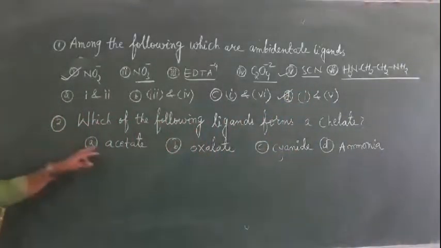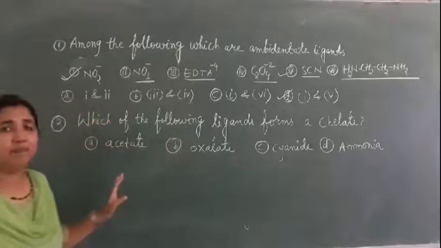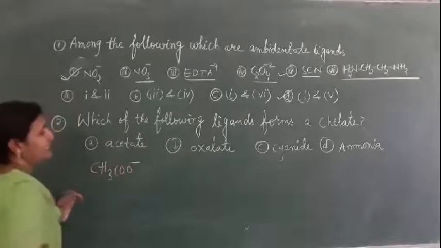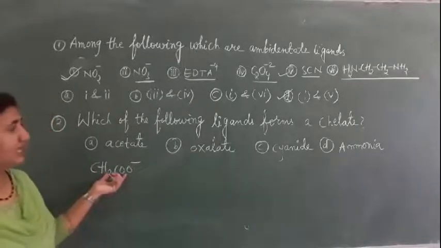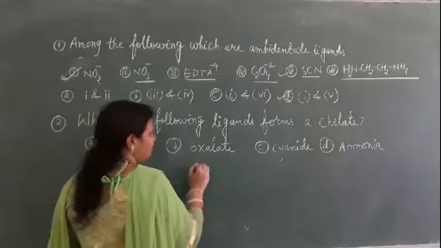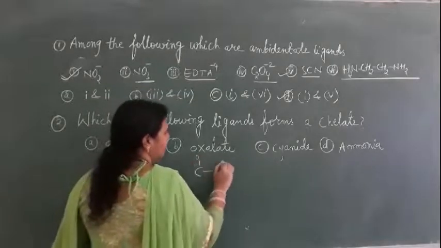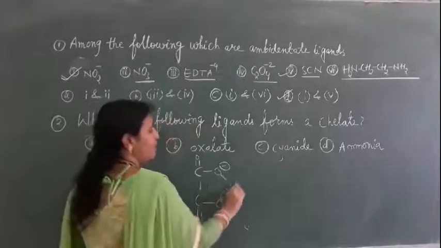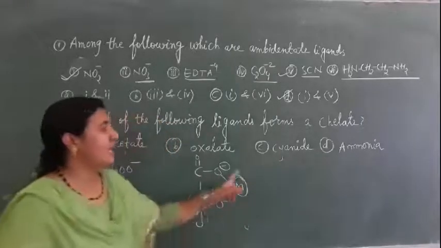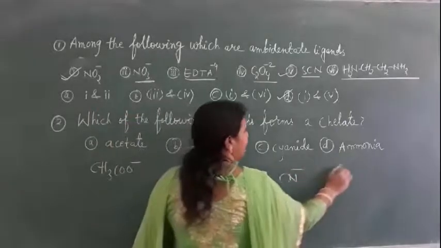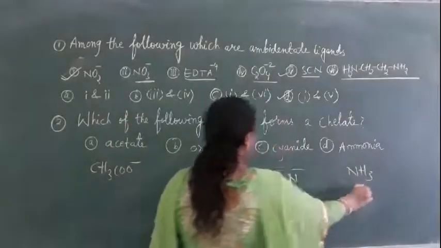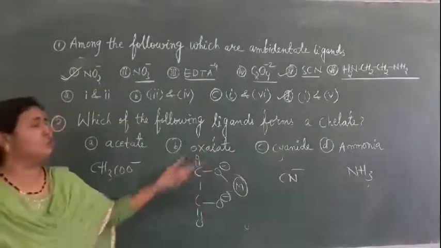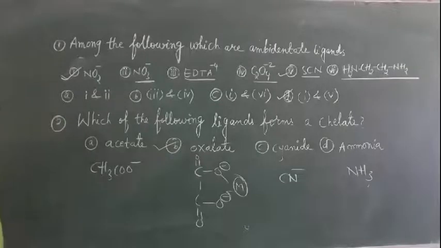Next question. Which of the following ligands forms a chelate? Acetate, CH3COO minus, will not form a chelate here. Oxalate has C double bond O minus here, and this C double bond O minus here, so it will form a chelate. Cyanide ion is CN minus. Ammonia is NH3. So who will form a chelate with the metal here? This oxalate. So option B is the correct option here.